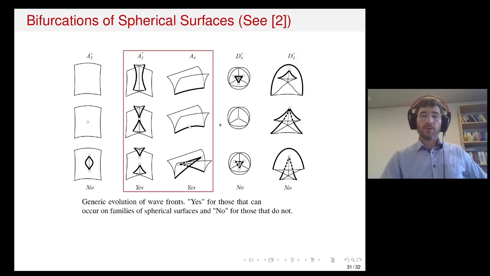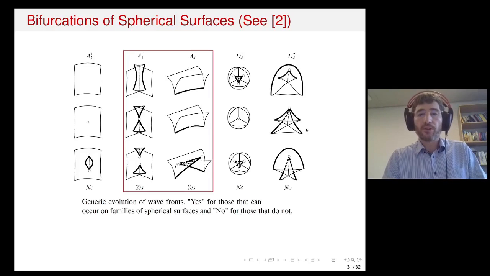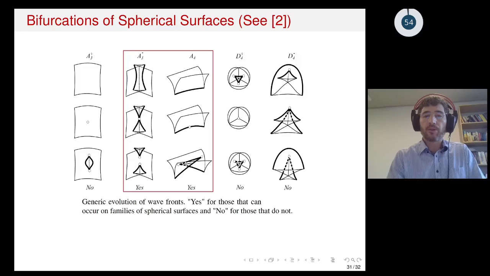The proofs about the generic bifurcations for spherical surfaces you can find in a recent paper I've written with Farid. I'll tell you the reference in a moment. What we showed there is that of the generic bifurcations for wavefronts, 3 of them, this and these 2, don't occur at all for spherical surfaces. And the other 2, which are the ones I just showed you, do occur as singularities, and so does the bifurcation from, for example, this to this, which also occurs in families.